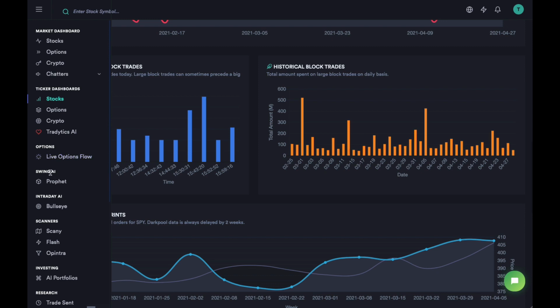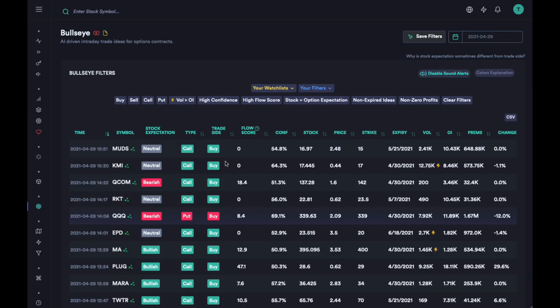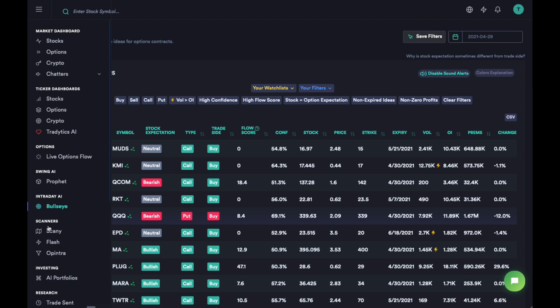Then we have two proprietary tools called Profit and Bullseye. These are our trade ideas generator, where the Profit is a swing trade ideas generator, and then Bullseye is an intraday trade idea generator. And so these tools, what they do is they give you trade ideas across thousands or hundreds of stocks, and then you can use our filters to filter down those trade ideas and use the ones that you like the most. Then we have our scanners. So we have a daily scanner, we have an intraday scanner, and then we have an options-based scanner.